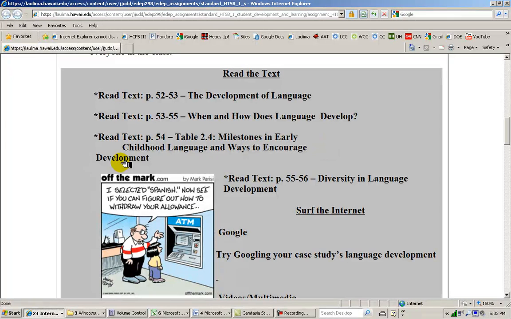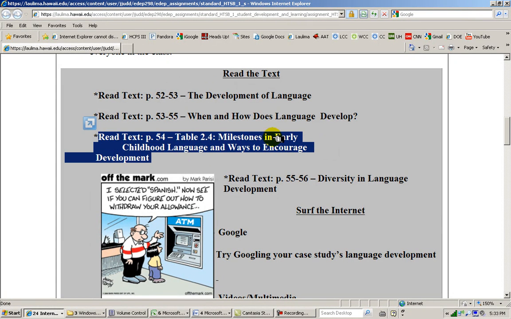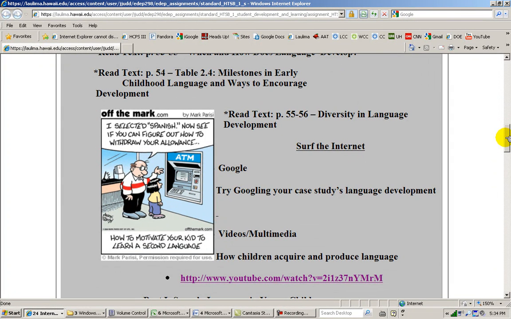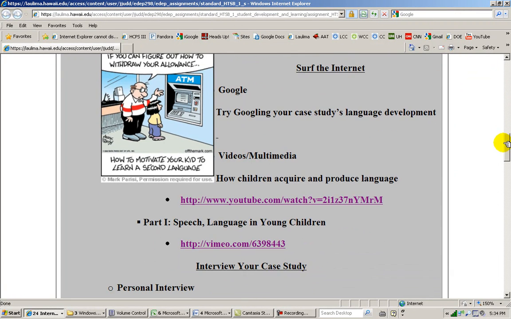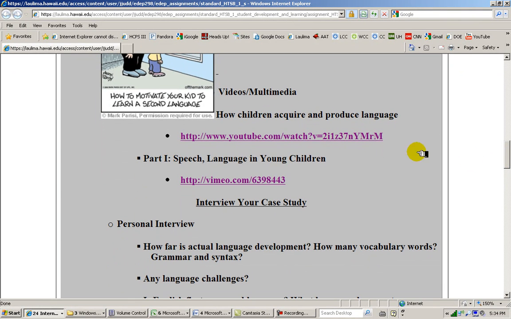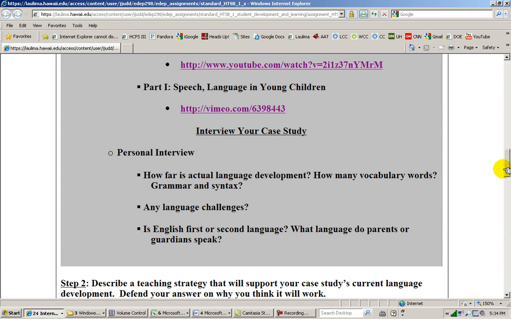Then if you have a young child, you'd want to look at table 2.4 and milestones in early childhood development, and also how bilingualism is developing in language on pages 55 and 56. So maybe your case study speaks more than one language. You can also, of course, Google your case study's language development, and you can watch some videos of how children acquire and produce language, and also one in speech.